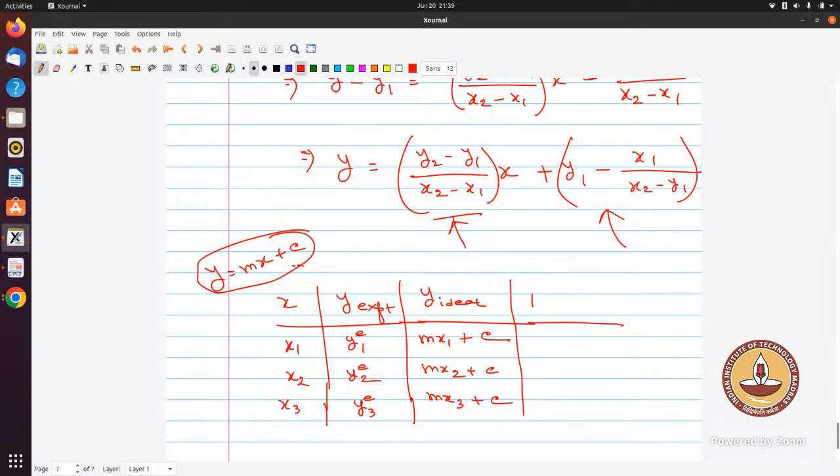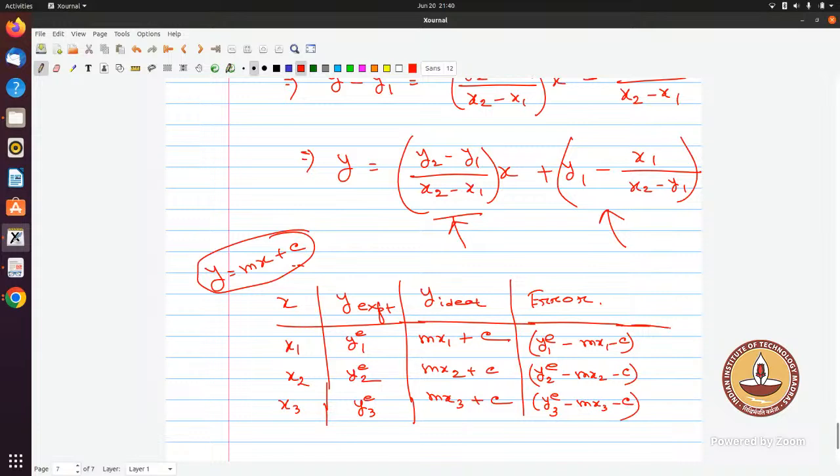Now, there will be error. Error means ideal minus experimental, or experimental minus ideal, any one of these. So this is experimental minus ideal, experimental minus ideal, experimental minus ideal.